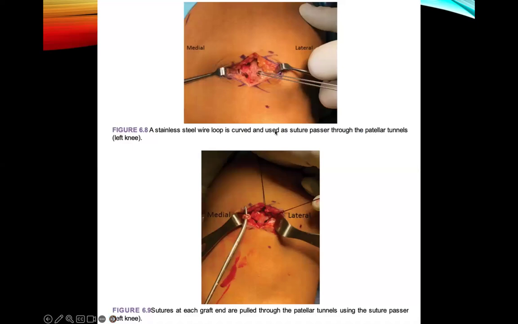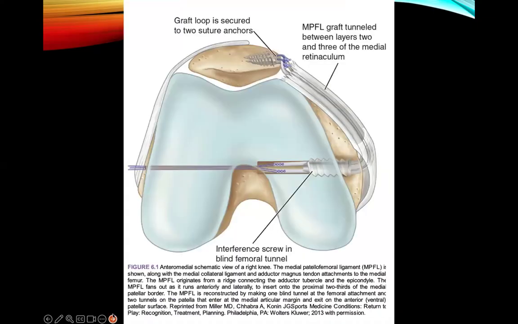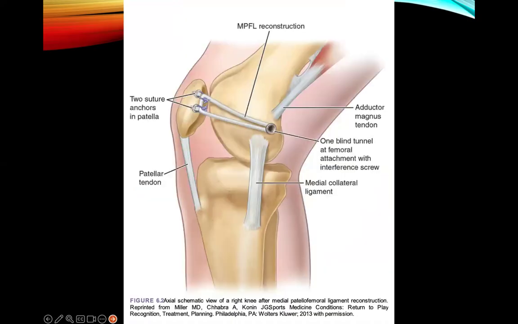This is the image of the two guide pins that pass through the patellar tunnels. Then this is where you suture the graft over itself in the patellar tunnel. And this is a diagrammatic image of how the MPFL graft is tunneled between the two layers of the medial retinaculum. This is the biointerference screw. These are the two suture anchors. This is another image showing the same. You can see the interference screw and the suture anchors. This is Schöttle's point.